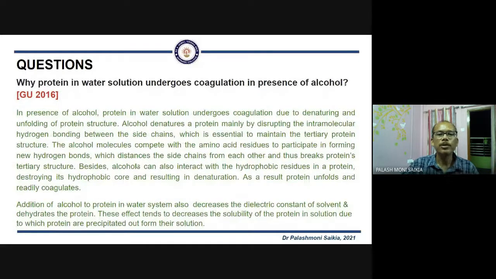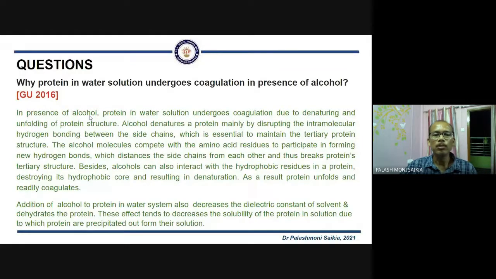Okay, another question that was asked in 2016: why does protein in water solution undergo coagulation in presence of alcohol? So one thing you have to keep in mind is that alcohol can denature protein. If you see the structure of protein, it has primary, secondary, and tertiary structure. During denaturing, only the primary structure remains intact. The secondary and tertiary structure collapses.